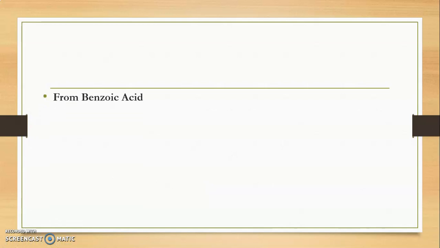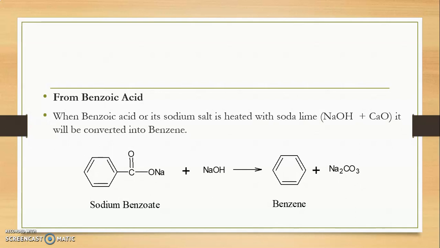Second method is from benzoic acid. Now benzoic acid means what? Benzoic acid or its sodium salt, when heated with soda lime, that is the mixture of sodium hydroxide and calcium oxide, will be converted into benzene. Now what is the meaning of sodium benzoate? When benzoic acid is reacted with any alkali like sodium hydroxide, it will be converted to sodium benzoate. So this sodium benzoate on reaction with calcium oxide will be converted into benzene.